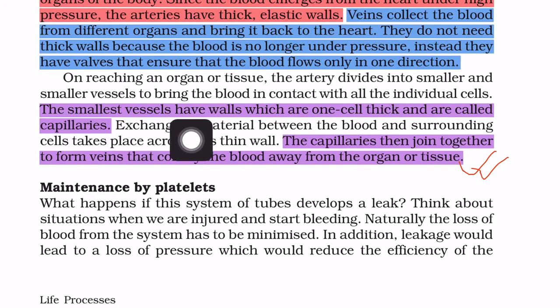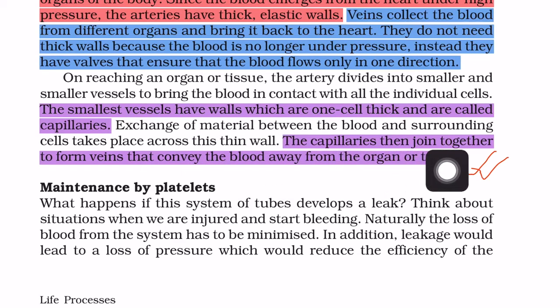The smallest vessels, which have walls that are one cell thick, are called capillaries. So their thickness is about one cell. As you know, in class 9, what is the size of the cell, animal cell, plant cell? So the capillaries are one cell thick. Exchange of material between the blood and surrounding cells takes place across the thin wall. So exchange of material in the blood, how is it happening? It is happening due to the thin wall in the blood vessels.